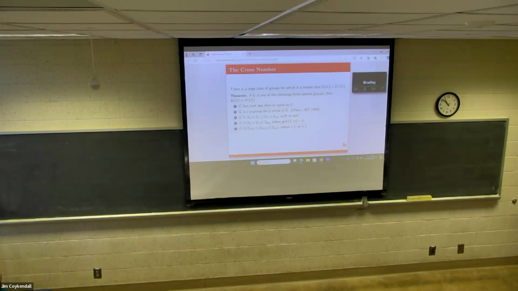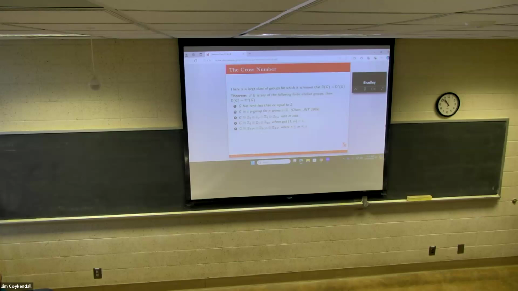Now, my slides are mislabeled up here. I'm still talking about the data. There is a large class of groups for which it's known that this D of G is equal to D of G star. Okay. So, theorem: in any of the following finite abelian groups, the conjecture works.